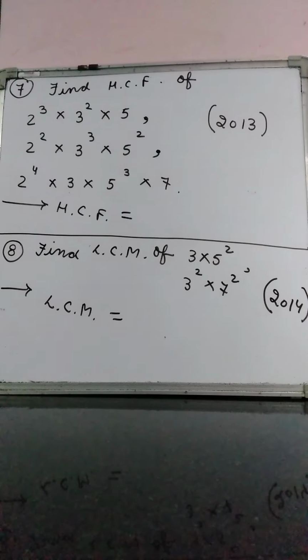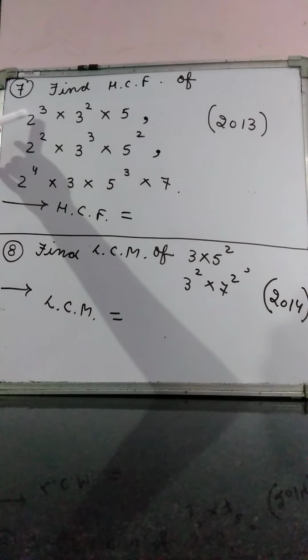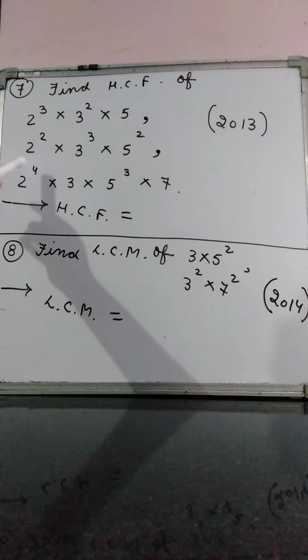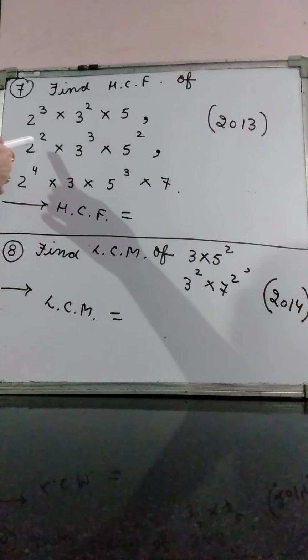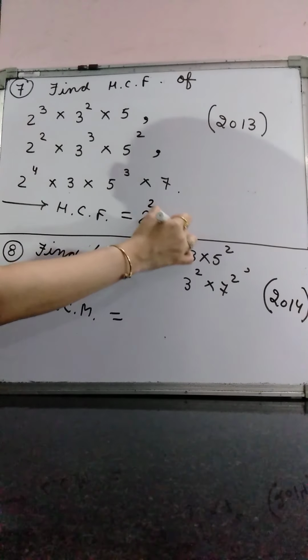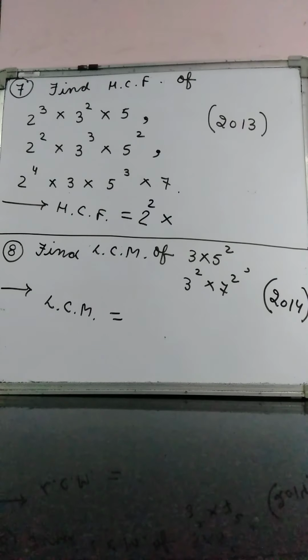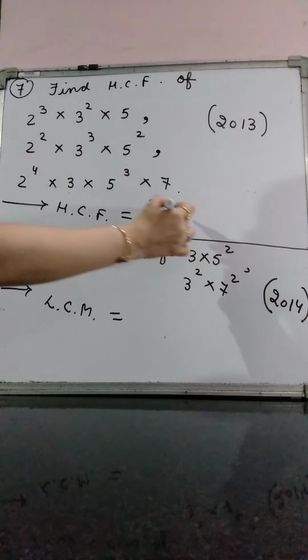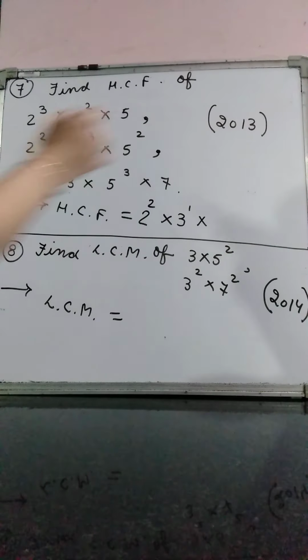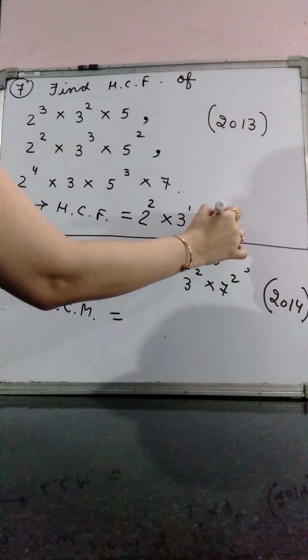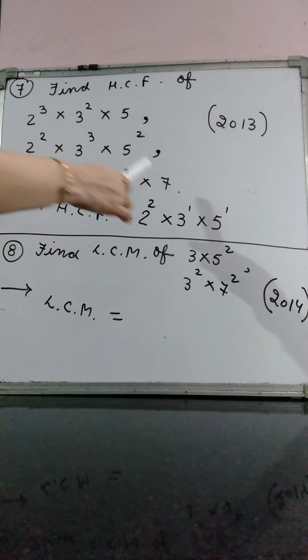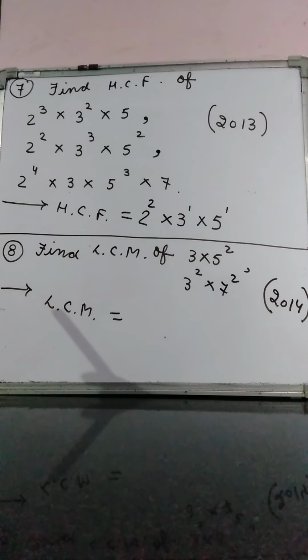Now the next question is, find the HCF of these terms. Look at the powers of 2: 2 power 3, 2 power 4, 2 power 2. Which is the smallest among 3, 2 and 4? The smallest one is 2, so write 2 power 2. Look at the powers of 3: 2, 3 and 1. The smaller one is 3 power 1. Amongst the powers of 5, the smallest one is 1. Since 7 is only in the last term, we will exclude it.